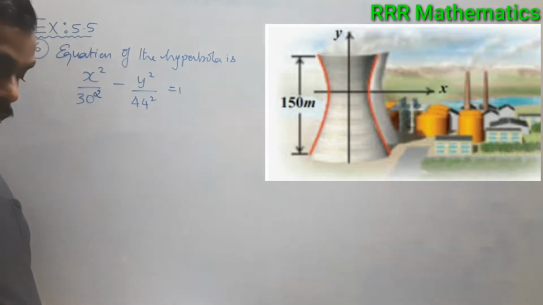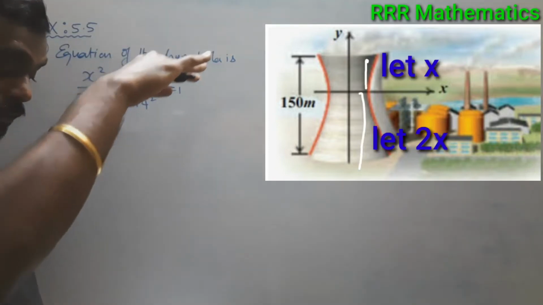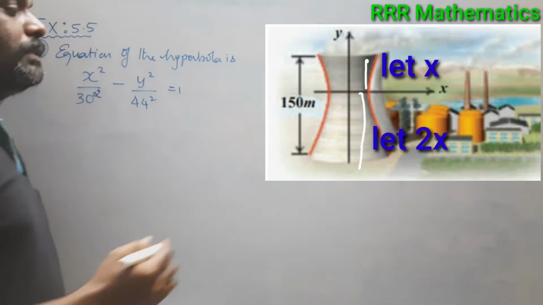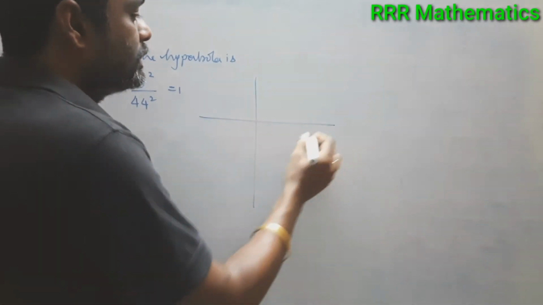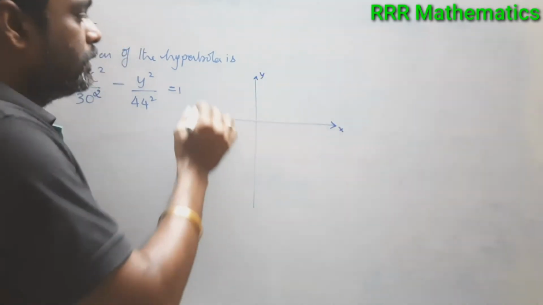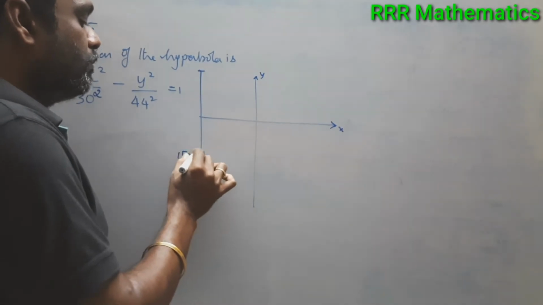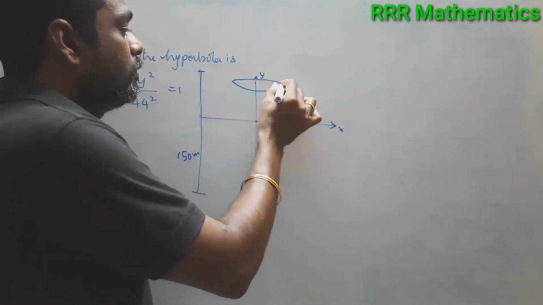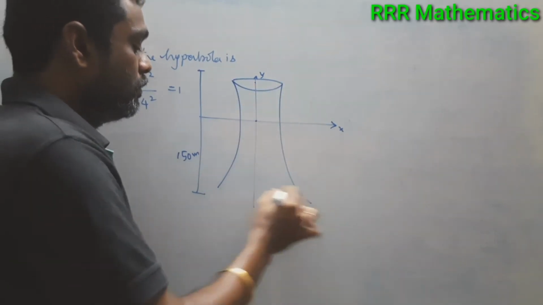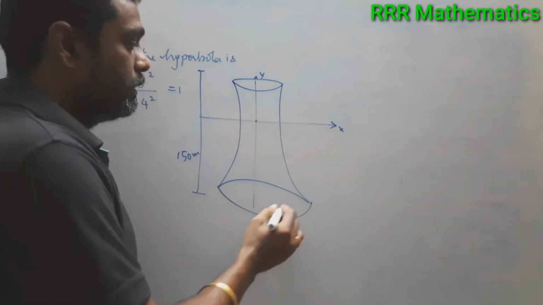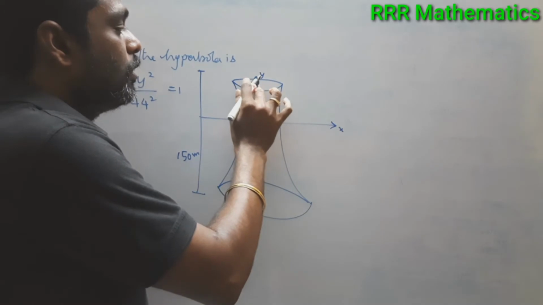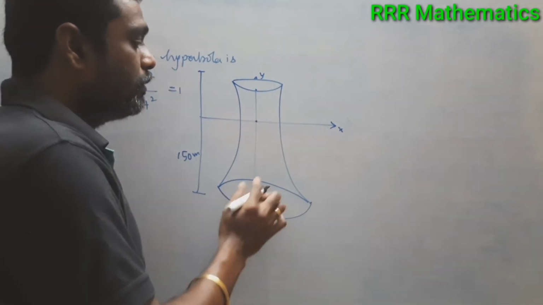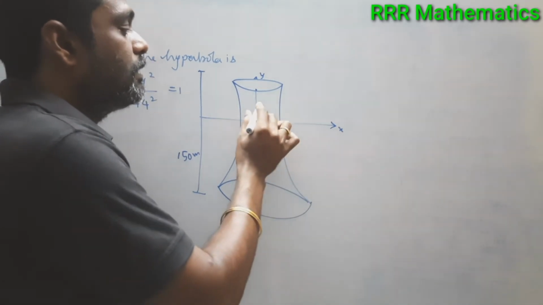The total height of the tower is 150 meter. The distance from the top of the tower to the center of the hyperbola is half the distance from the base of the tower to the center of the hyperbola. In the diagram, you can see the total distance is 150 meter. The distance from center to the top will be half the distance from center to the bottom. So I'll take the bottom distance as 2x, then the top will be half, that is x.